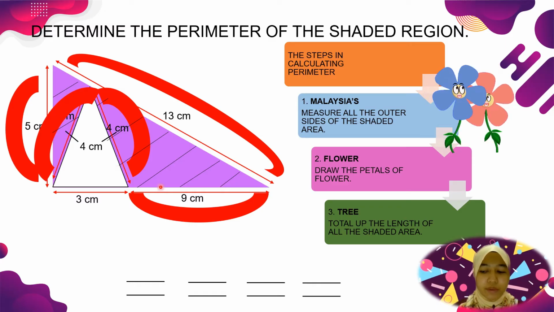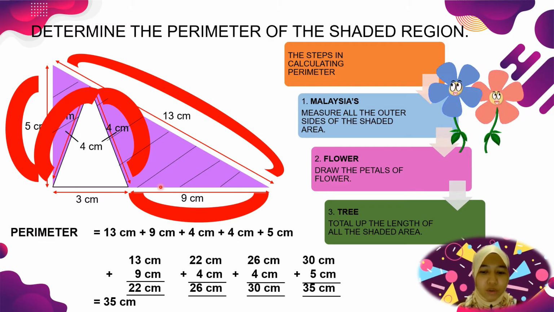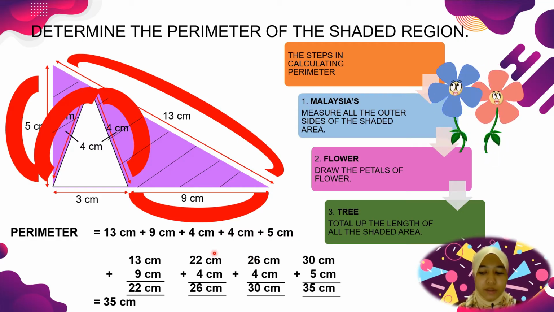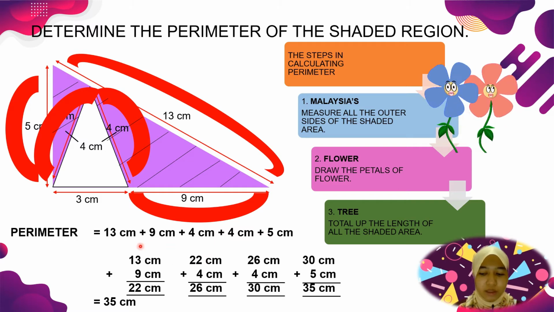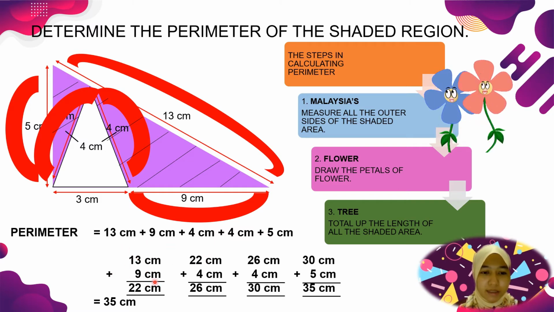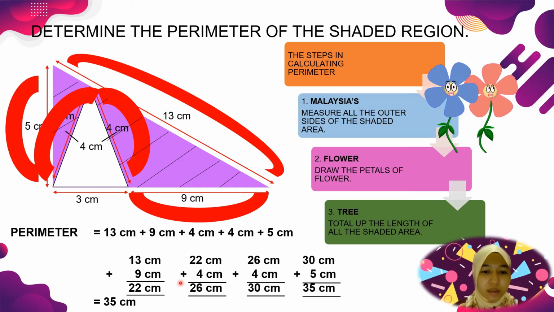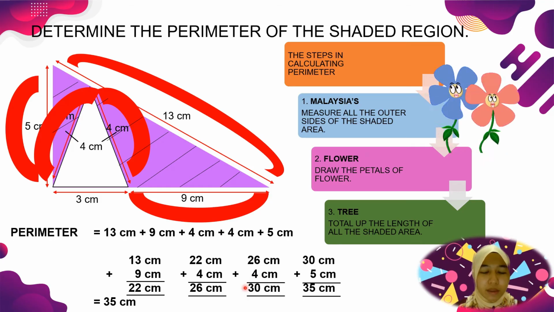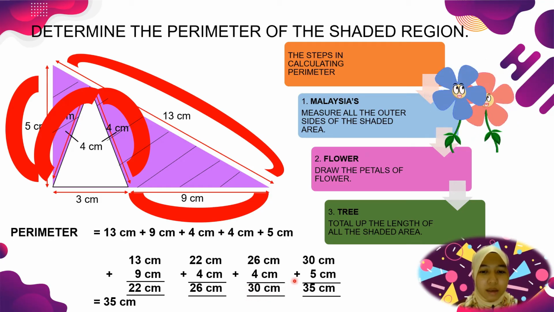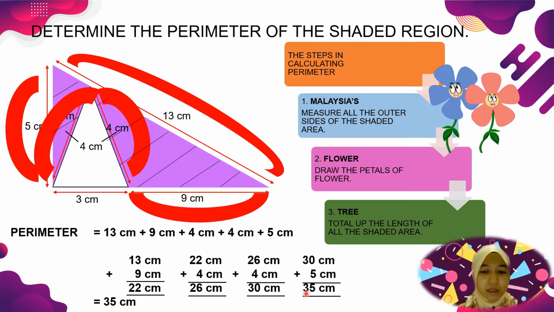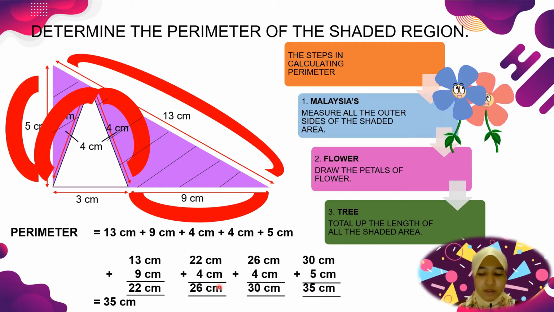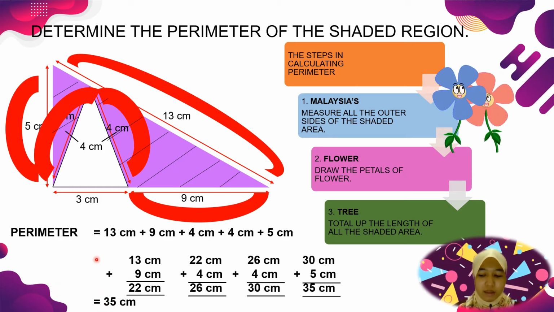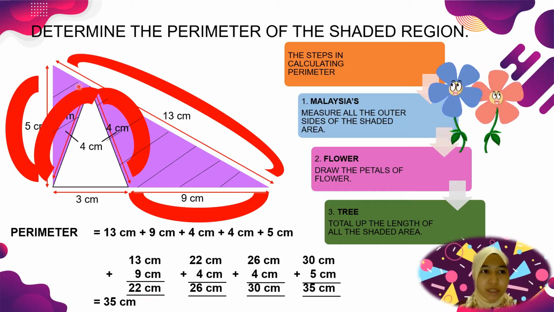Now let's proceed with the last step. We will total up the length of the perimeter. You also may use the standard form to write the calculation work. 13 cm plus 9 cm equals 22 cm. Plus 4 cm equals 26 cm. Plus 4 cm equals 30 cm. And the last one, plus 5 cm equals 35 cm. So the perimeter of the shaded region is 35 cm. This is the answer for this question.